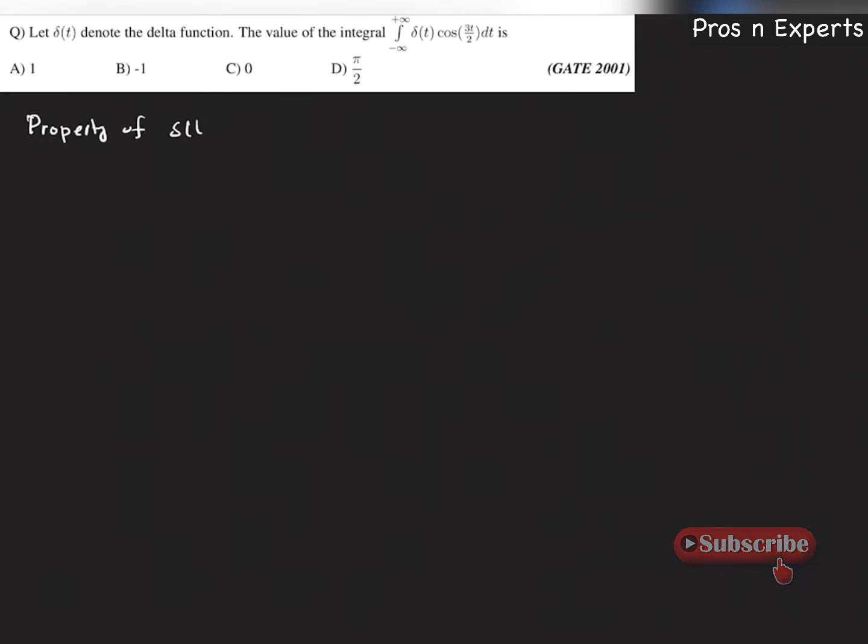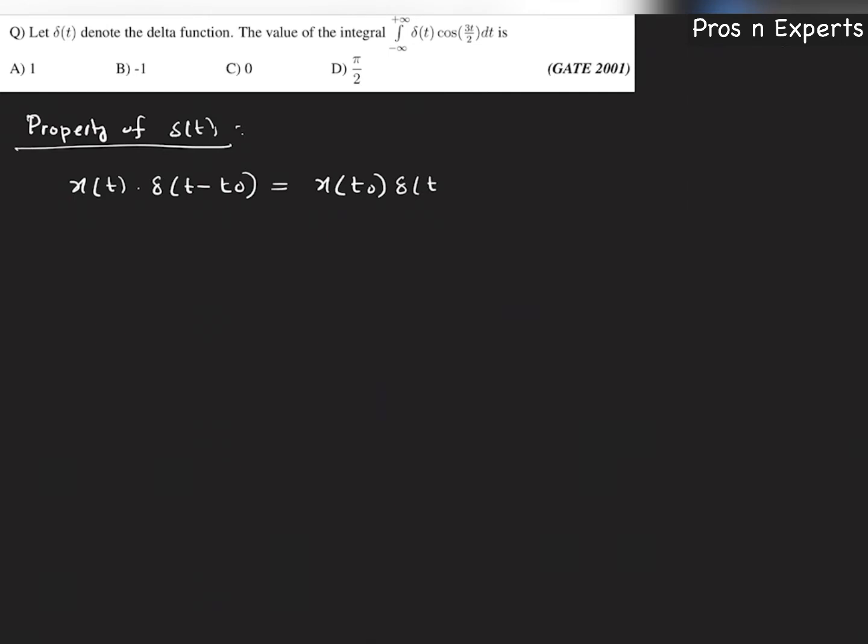One among the many properties of the impulse function is this: any function x of t multiplied with delta of t minus t0 will be equal to x of t0 into delta of t minus t0. That means the amplitude of the signal x of t at t equal to t0, into delta of t minus t0. I can illustrate this with an example.